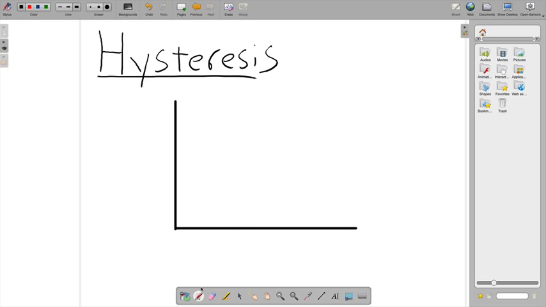So we'll segue into the definition of hysteresis, which is a time-based dependence of a system's output on present and past inputs. This basically means that the system remembers whatever you input into it, and that elicits a different response based on the previous input.